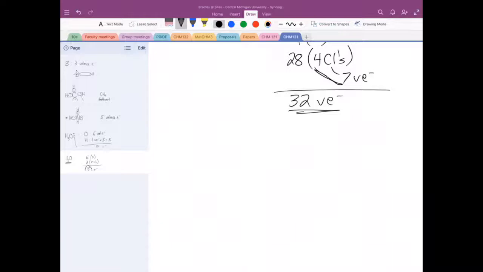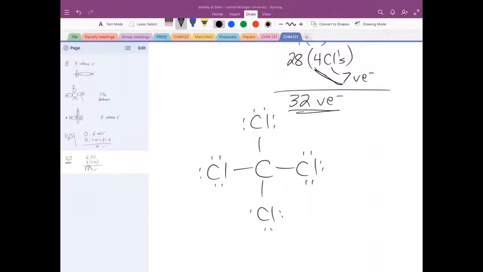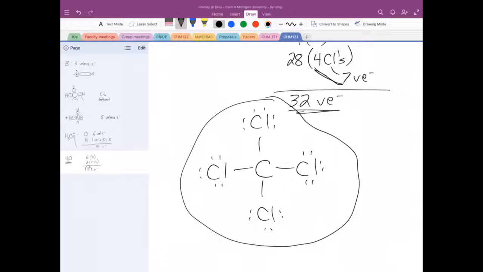So just draw bonds to the chlorines. We've now placed 8 electrons, 2 in each of these lines. So 8, and now you start building up on the periphery. So we've got 8, 9, 10, and so on up to 32. We don't have any left over, so no dots go on the central atom. So this is the Lewis structure for CCl4.